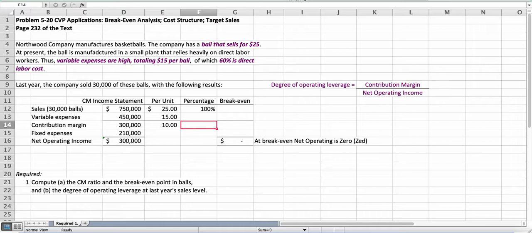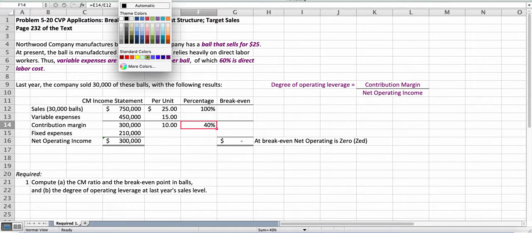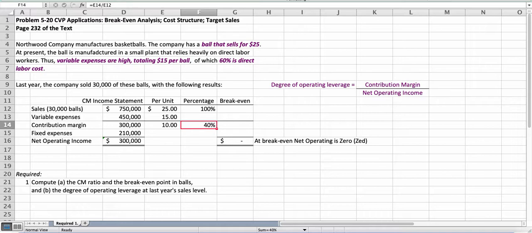And to calculate the contribution margin, we would take the $10 per unit and divide it by $25, which is the selling price. So the answer to the first question actually, I'm trying to highlight this for you, is 40%. So what does that mean? Well, 40% of every sale is going to cover fixed expenses. So that's it. That's the contribution margin ratio.